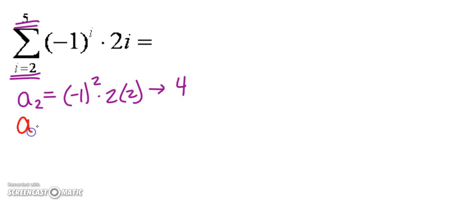a sub 3, so again we're going 2 to 5. So a sub 3 is going to be equal to -1 to the third times 2 times 3. -1 to the third is going to be negative times 6, so -6.